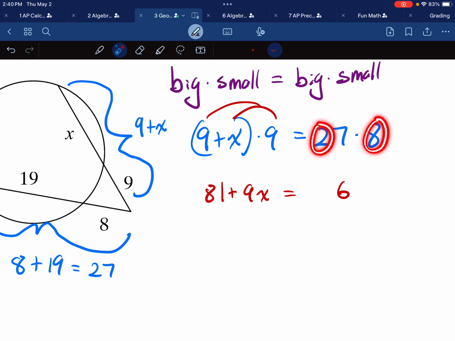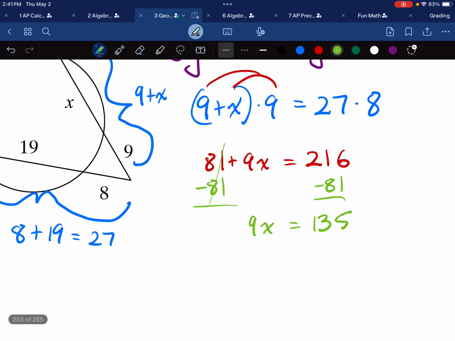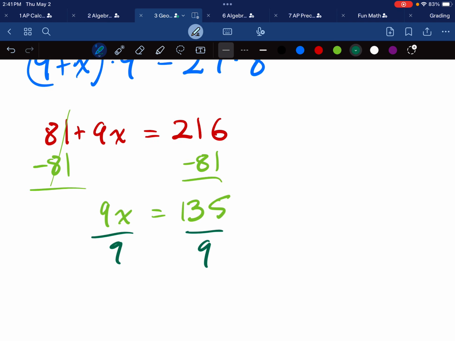So I'm holding the 5 fingers, and then I'm doing 8 times 2 is 16, plus those 5 that I have in my hand. So 16 plus 5 is 21, so 21. And now I just need to subtract 81 from both sides. We're left with 9x is equal to 156 minus 21, which is 135. And then I just need to divide by 9.